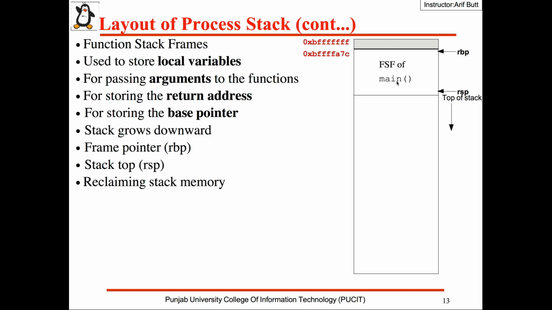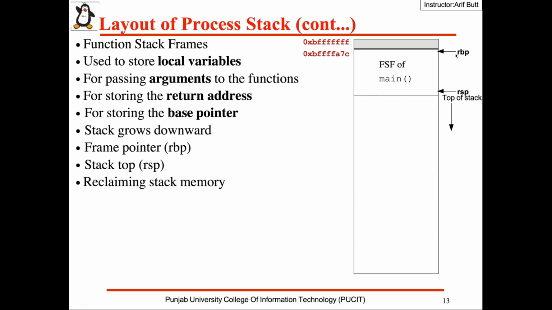When the main function begins executing, the process stack contains only one function stack frame, also called the activation record, and that is of the main function, which is shown over here. The activation record of main function is used to, rather every activation record of any function is used to store four things. The first is the local variables, the other is the function arguments that are passed to that function, then is the return address, and finally the base pointer.